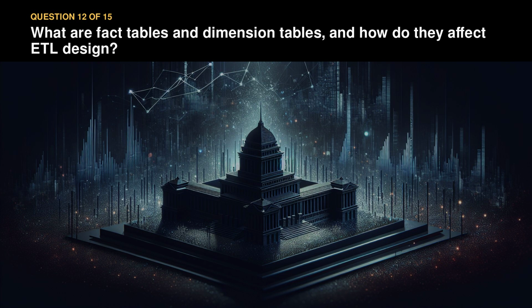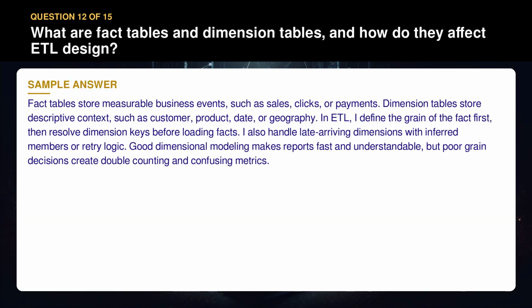Question 12. What are fact tables and dimension tables, and how do they affect ETL design? Fact tables store measurable business events, such as sales, clicks, or payments. Dimension tables store descriptive context, such as customer, product, date, or geography. In ETL, I define the grain of the fact first, then resolve dimension keys before loading facts. I also handle late-arriving dimensions with inferred members or retry logic. Good dimensional modeling makes reports fast and understandable, but poor grain decisions create double counting and confusing metrics.